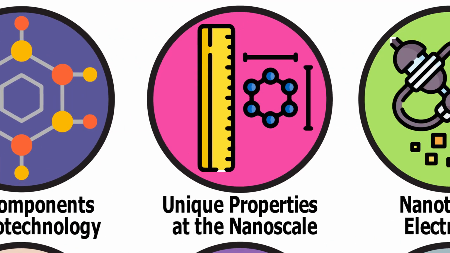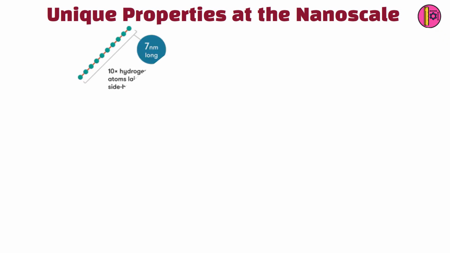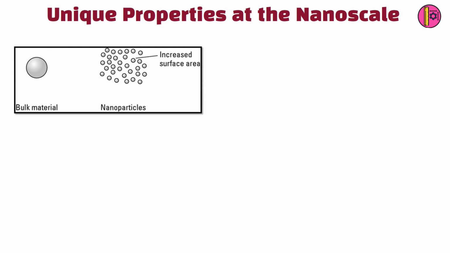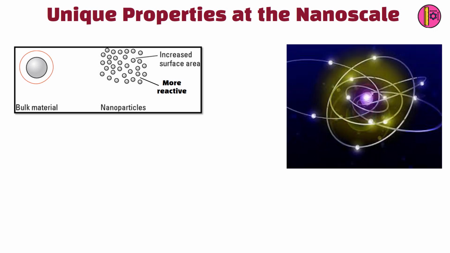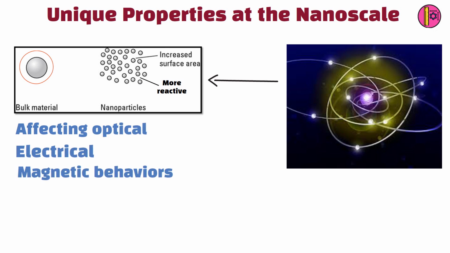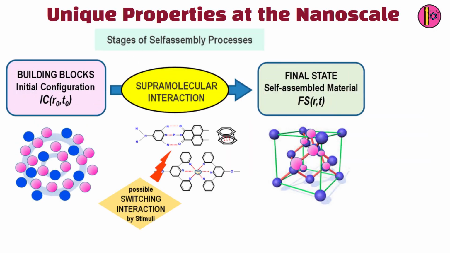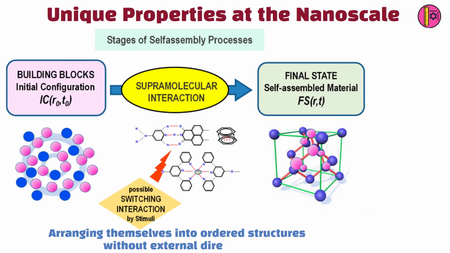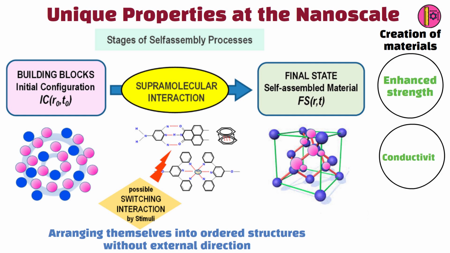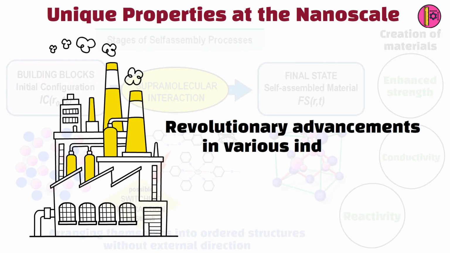Unique properties at the nanoscale. At the nanoscale, materials can behave differently than they do at larger scales. One fascinating property is the increased surface area of nanoparticles, making them much more reactive than their larger counterparts. Additionally, quantum effects become more prominent at this scale, affecting optical, electrical, and magnetic behaviors in ways we don't see in larger materials. Perhaps most intriguingly, some nanostructures can self-assemble, arranging themselves into ordered structures without external direction. These unique properties enable the creation of materials with enhanced strength, conductivity, and reactivity, among other characteristics, paving the way for revolutionary advancements in various industries.